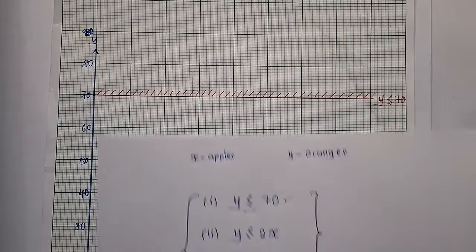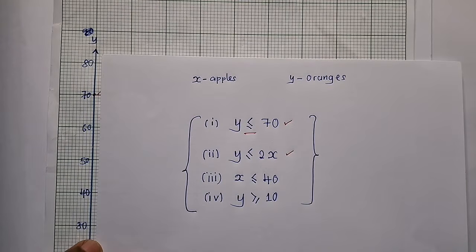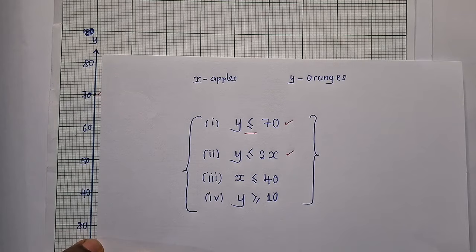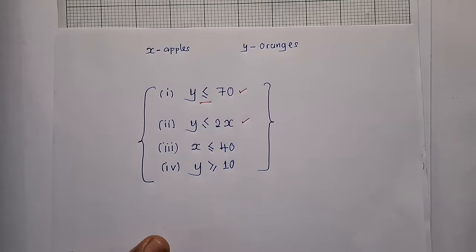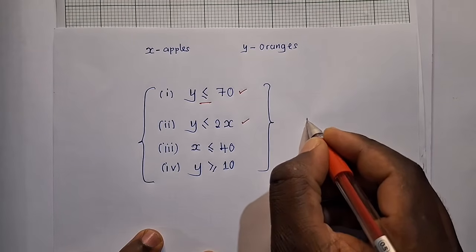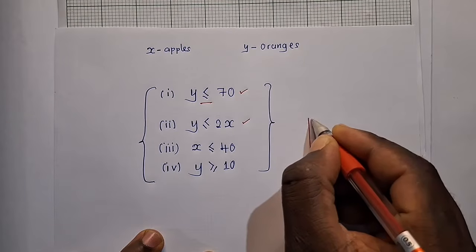Okay, we go to the next one. The next one here will be this one. Y is less or equal to 2x. These are the inequalities people face difficulties on. So the most important thing that you can do for inequalities like this is come up with a table of values.